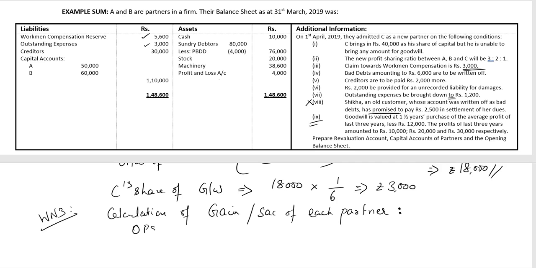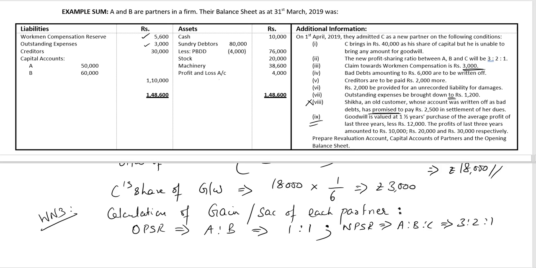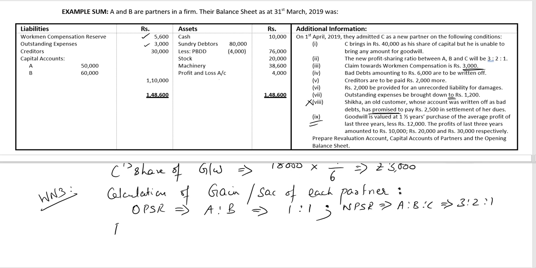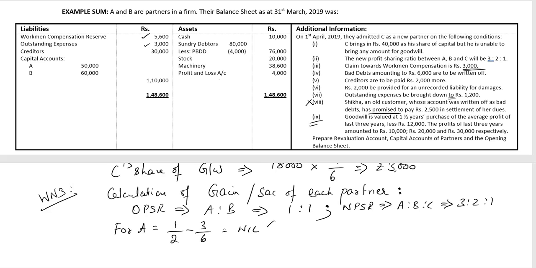We have the OPSR given between A and B as 1:1, and the new profit sharing ratio between A, B and C as 3:2:1. So for partner A, old share 1 by 2 minus the new share 3 divided by 6, it's equal to nil. No sacrifice or gain by A.